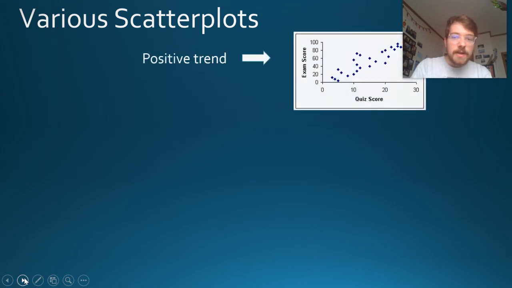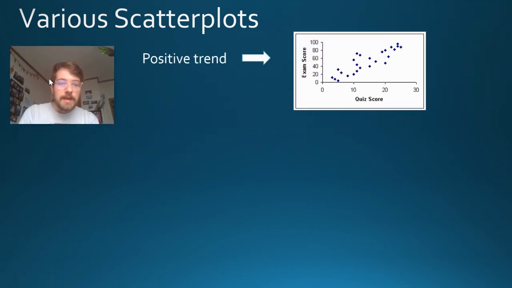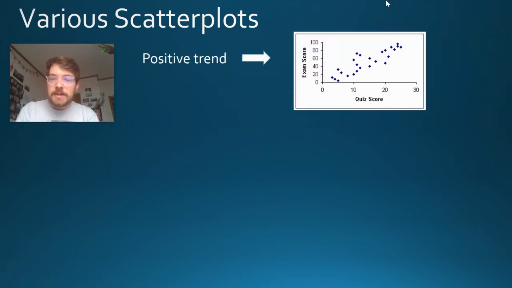So other various scatter plots to look out for. If I was asking for a positive trend, it might look something like this. This one's comparing quiz scores versus exam scores, which makes sense, right? It's showing that as people do a little better on their quiz score, they're also doing a lot better on their exam score as well. So if you see some type of sloping upward line like this, that's usually going to indicate a positive trend. It's looking like as one goes up, the other one goes up.